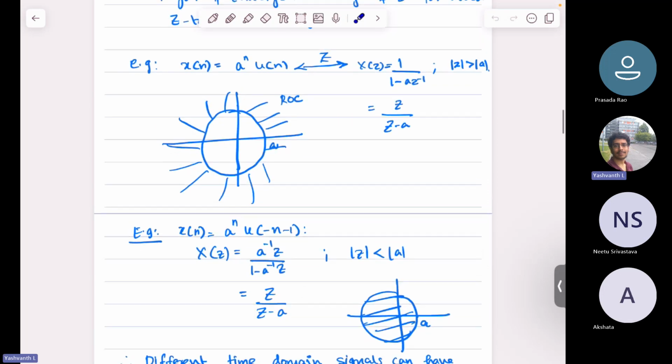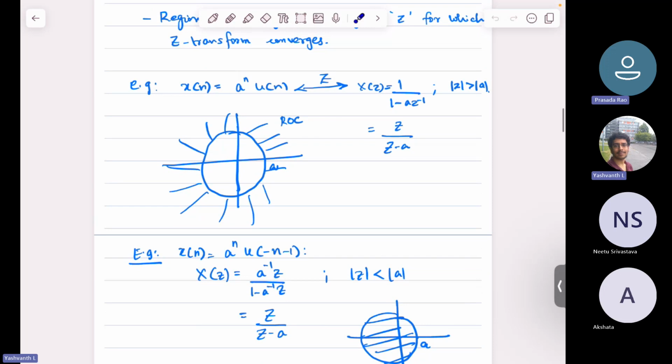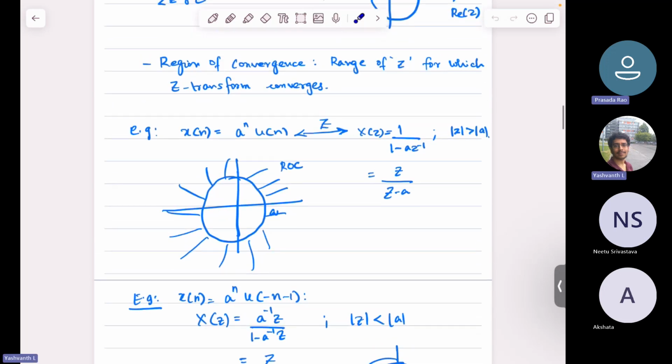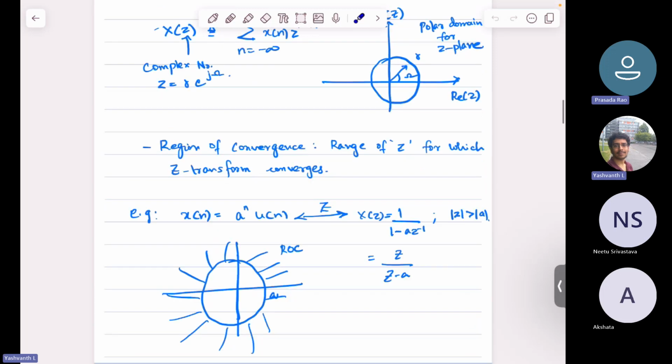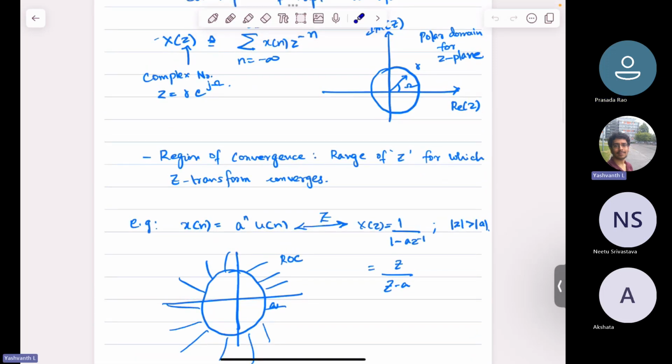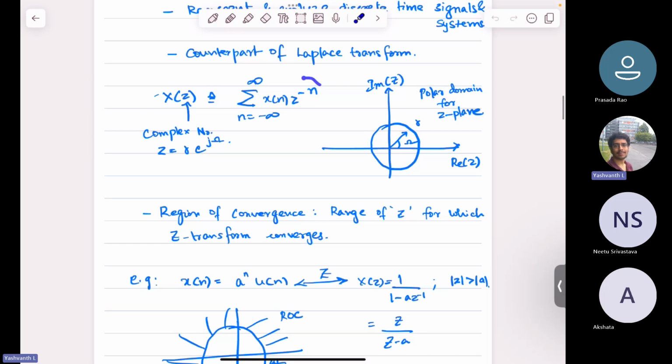Now another example. So instead of this, if you consider a power n times u of n. Excuse me, sir. Sir, how do we get that region of convergence, sir? So basically, again, you have z power minus n, right? Substitute this here, and this is an infinite series.